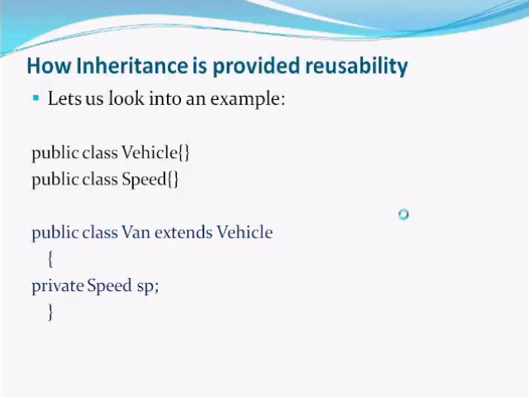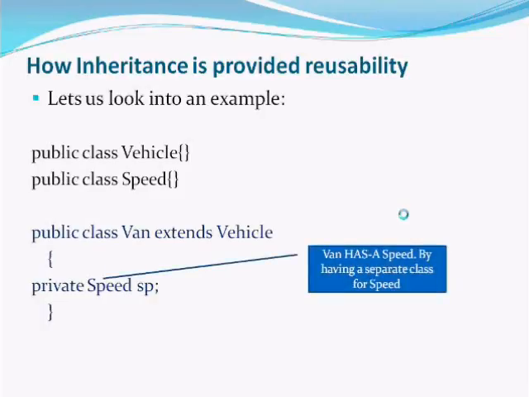These relationships are mainly based on the usage. This determines whether a certain class has a certain thing. This relationship helps reduce duplication of code as well as bugs. This shows that the van class has a speed. By having a separate class for speed, we do not have to put the entire code that belongs to speed inside the van class, and it is possible to reuse the speed class in multiple applications.